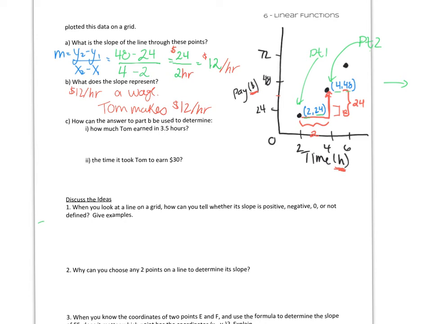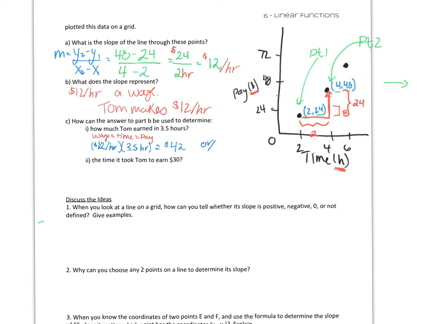So how can the answer to part B, aka our slope here, and the units, be used to determine how much Tom earned in 3.5 hours? Well, we know that wage times the time worked is equal to your take-home pay. So if that's the case, $12 per hour times 3.5 hours gives us $42. So Tom will earn $42 in 3.5 hours.